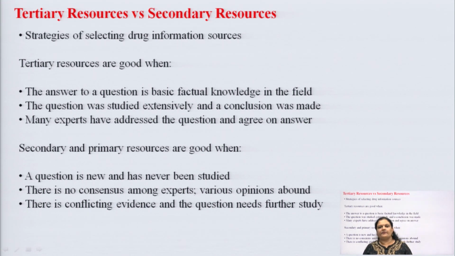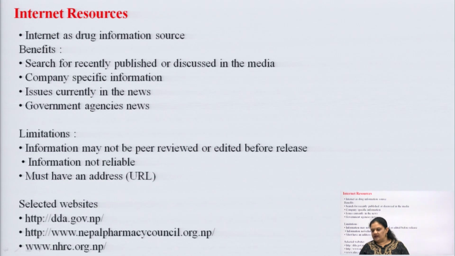Now, the secondary and primary resources are good when the question is completely new and has never been asked and studied in detail. Second, there is no consensus among the experts, meaning those who are working in that particular area, on that drug, on that particular research. Various opinions are found, there is conflicting evidence and the question needs further studies. So, for in-depth knowledge, we should follow the primary and secondary resources.